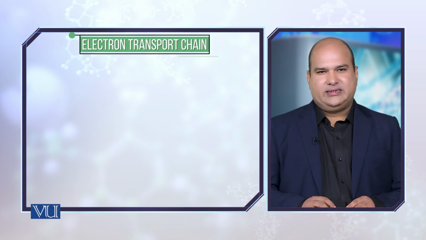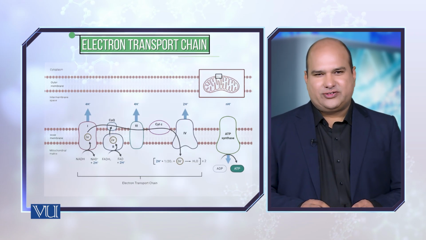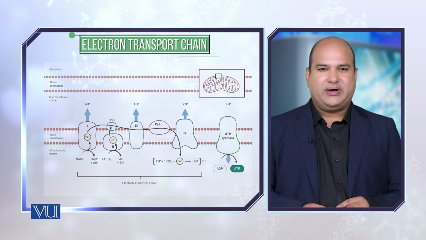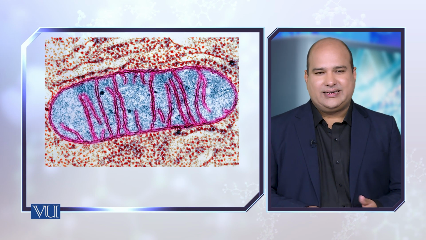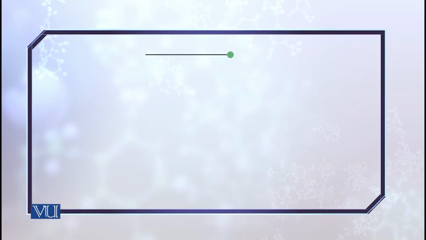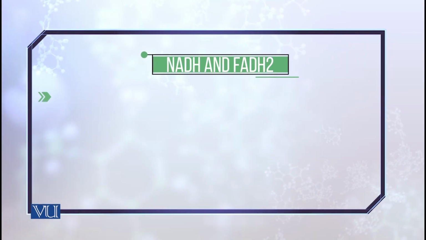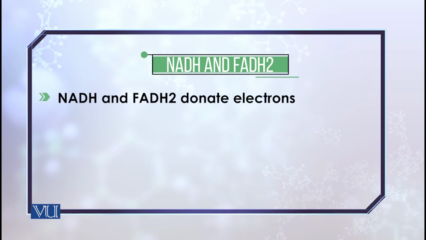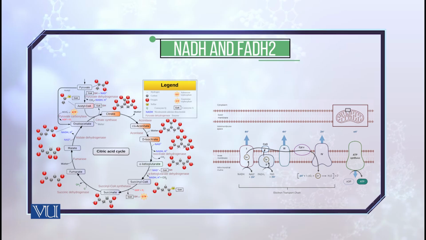As we have already told you, the electron transport chain occurs in mitochondria, which we rightly say are the powerhouse of the cell. This electron transport chain starts with taking electrons from two very important molecules, NADH and FADH2. These are actually the electron donors. They carry the electrons and they give the electrons to different complexes of the electron transport chain.